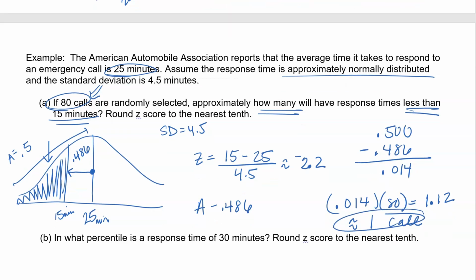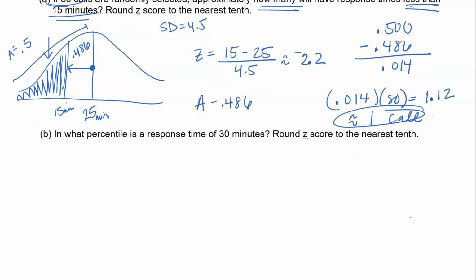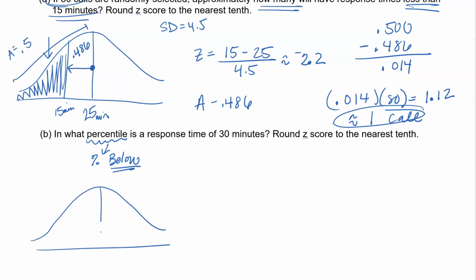Okay, so this next one asks about a percentile. Remember from module 9, we talked about percentiles. A percentile is just the percentage below a particular value. So let me draw a picture here. We've got our mean response time of 25 minutes in the middle. In what percentile, or what's the percentage below, of a response time of 30 minutes? So 30 minutes is going to be to the right of 25. And if I want the percentage below, I want all of this, okay?